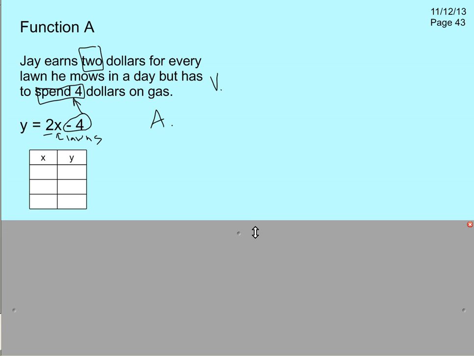We can then create a table based on this function. So let's choose a value of -1 for x. We can do 2 times -1 minus 4. That gives me -2.